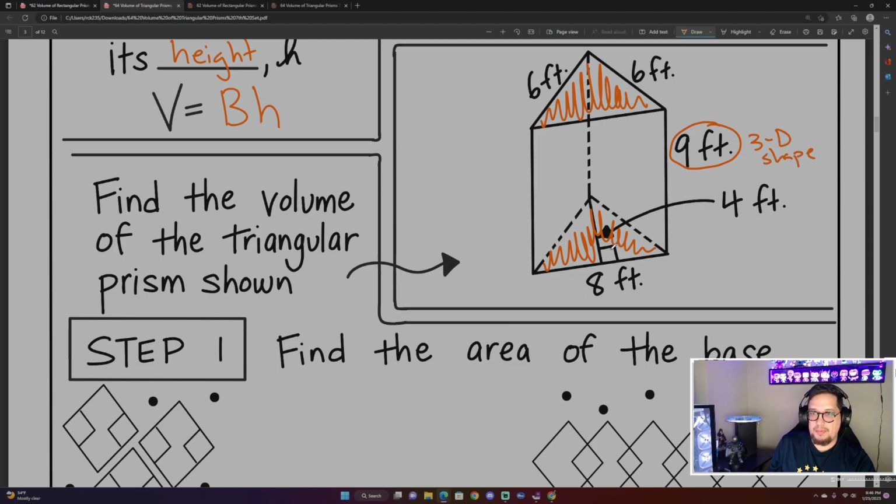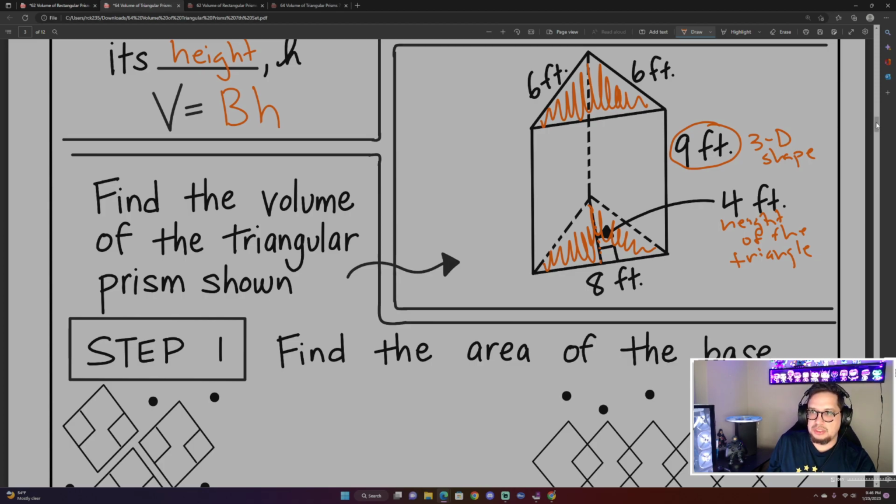But for my actual triangle on the bottom, this line right here is the height. This is the height of the triangle. So those heights are different. This is the height just for the base. This is the height of the actual 3D shape.